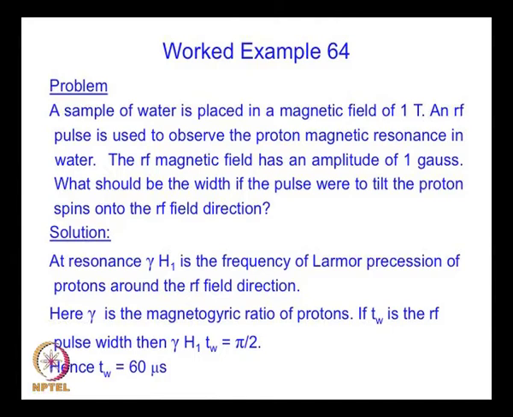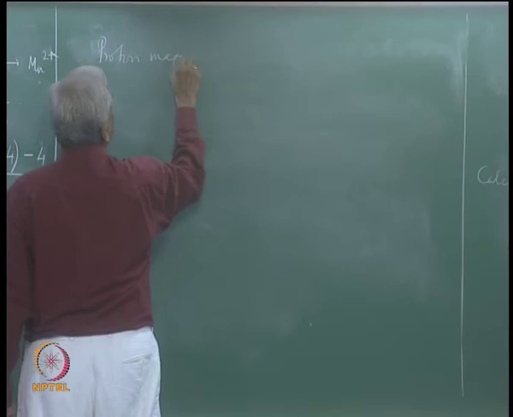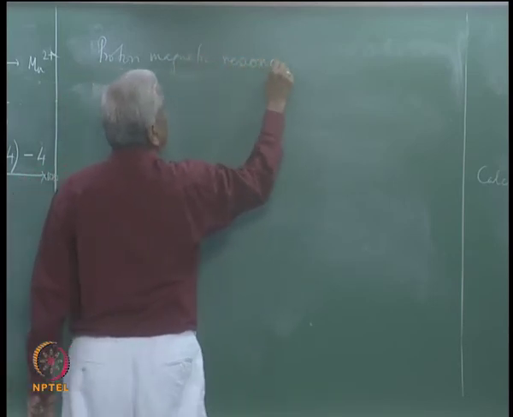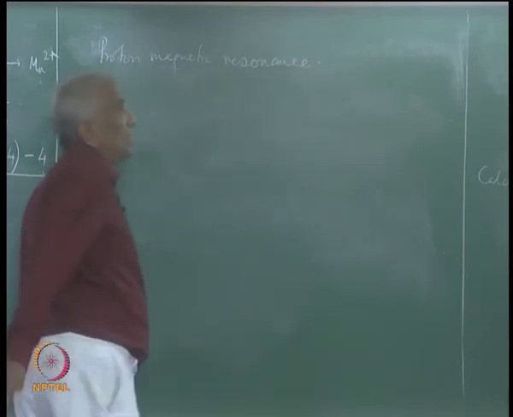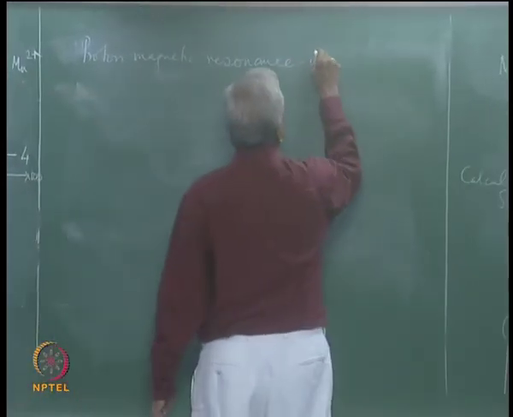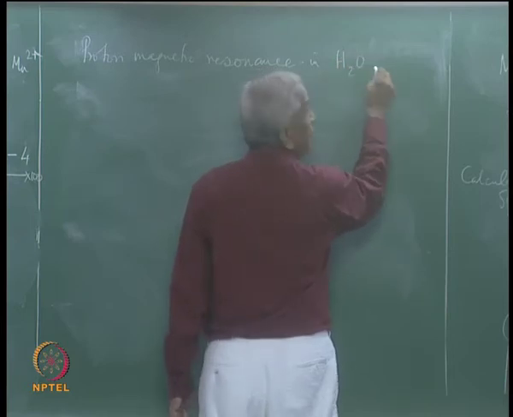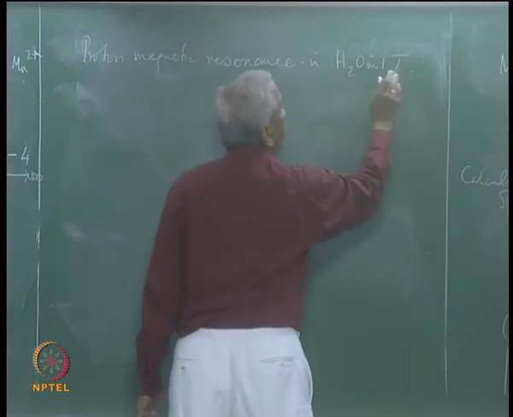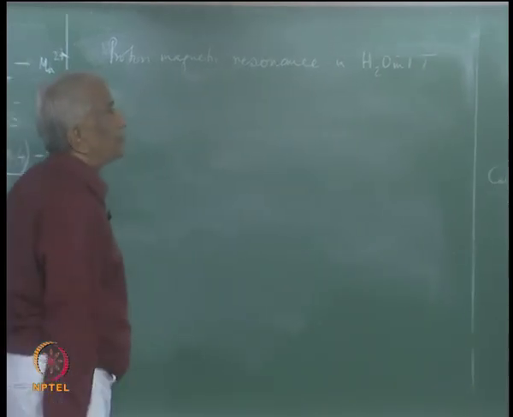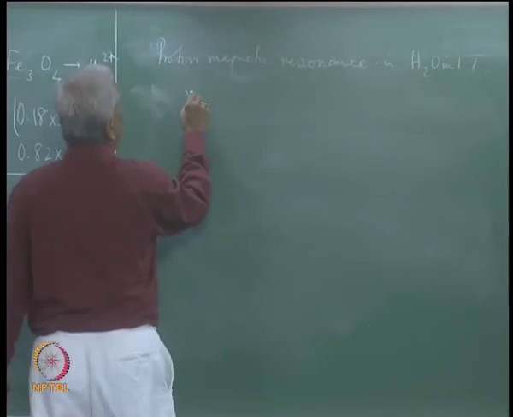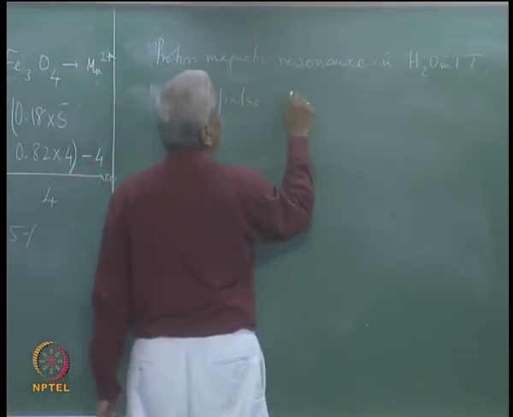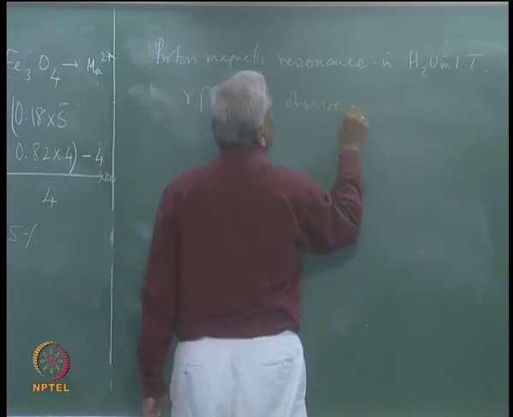We now go on to a problem on magnetic resonance, proton magnetic resonance. In a sample of water which is placed in a magnetic field of 1 Tesla, we have an RF pulse used to observe NMR.